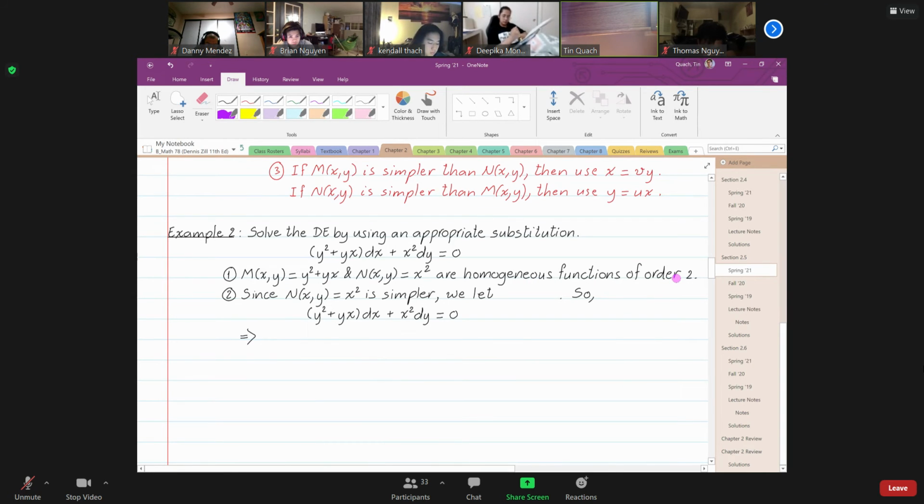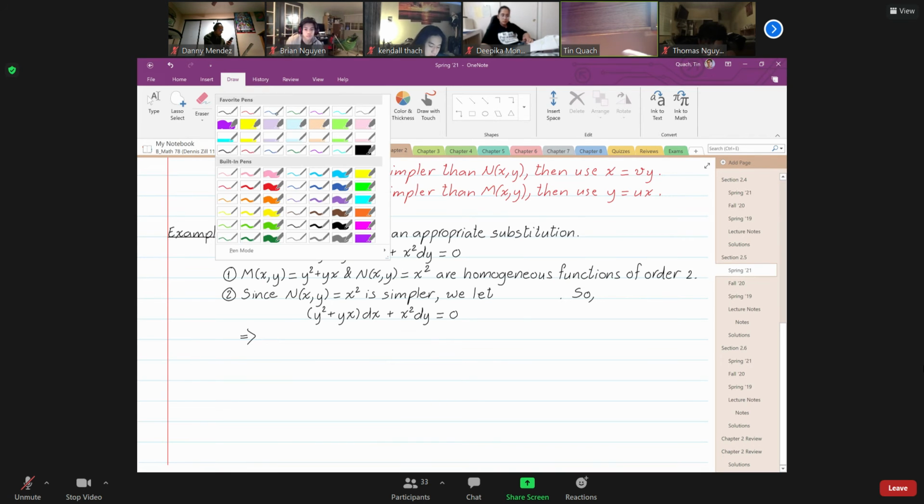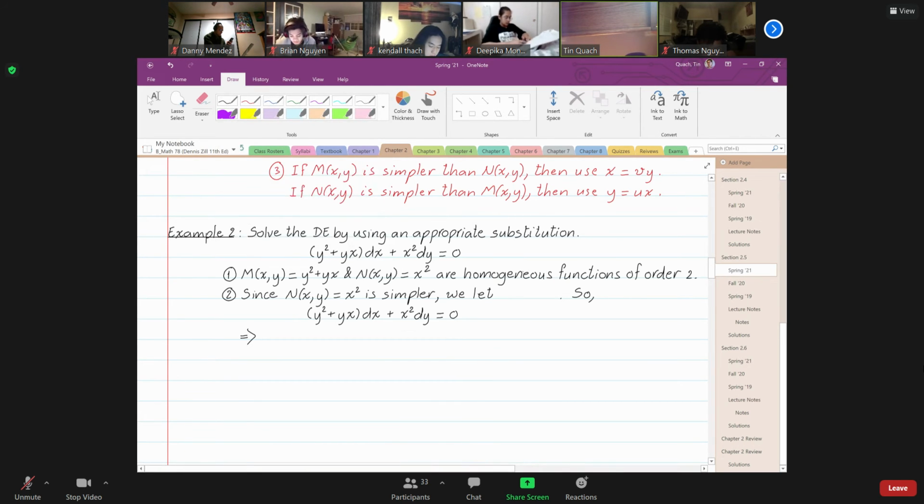So now let's say that you went through all of that, and now you can make a substitution. Since N is x squared, it is simpler than M, right? Then what kind of substitution are we going to use? N corresponds to y. So we're going to make the substitution y equals what? ux. Okay. So that is the substitution that we want to use, and now our goal is to substitute it in here and then find out what u is. All right, so let's plug it in.